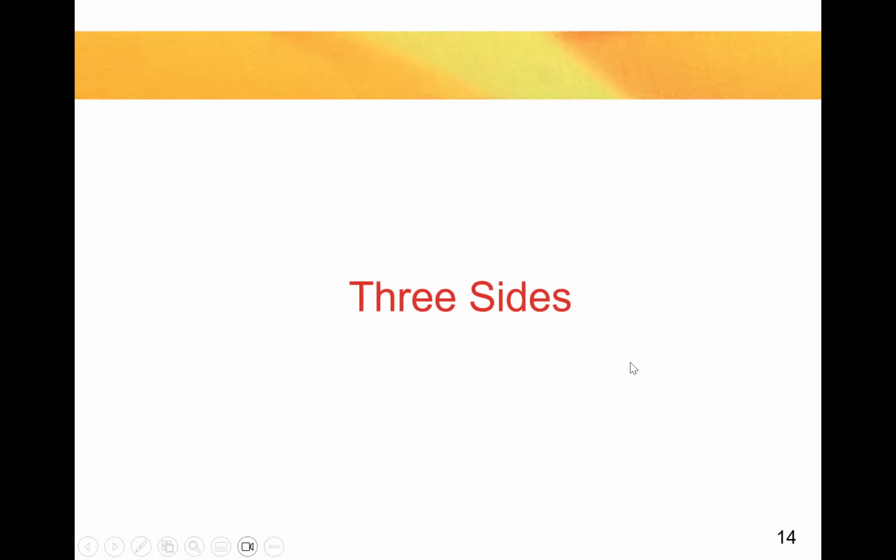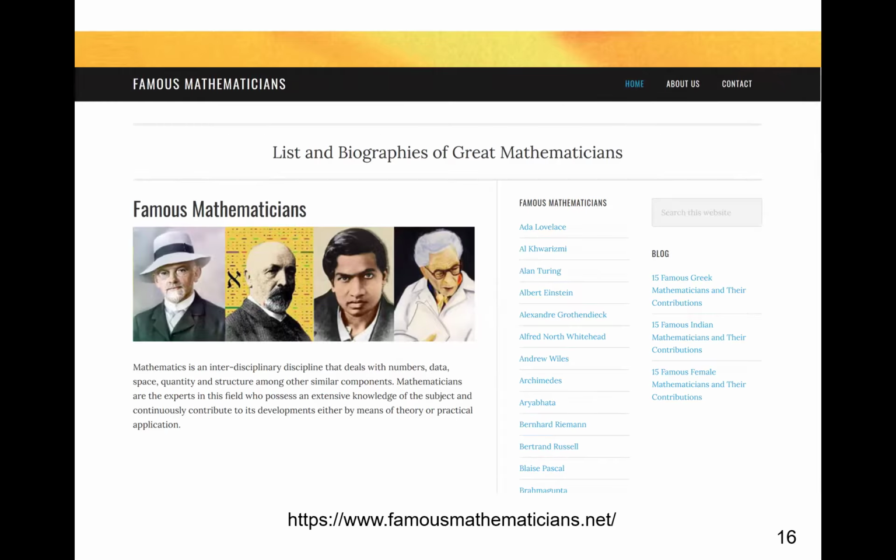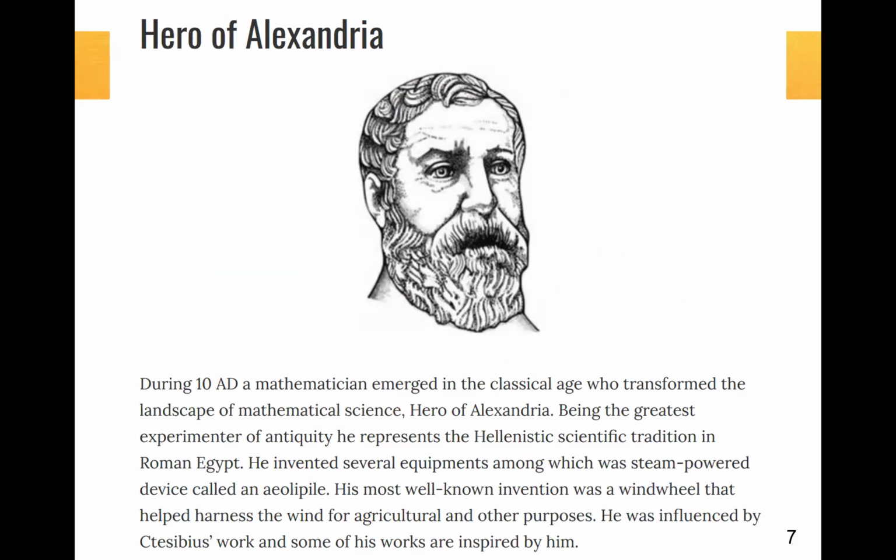What happens if you did not know any single angle? You just know three sides. So we have the SSS formula. And before I give you the formula, how about this? I'm going to go to here. We got famous mathematicians and the guy that discovered it, named after him.